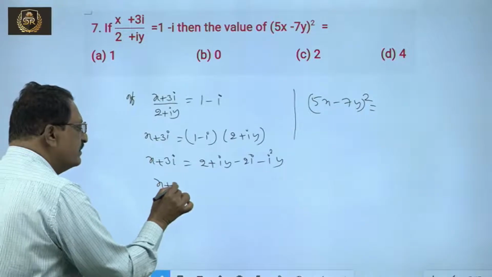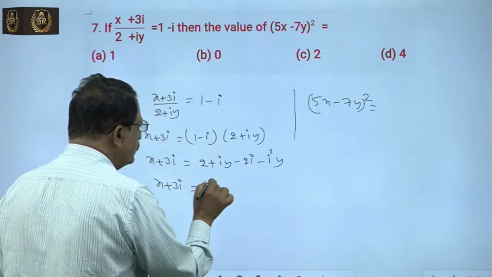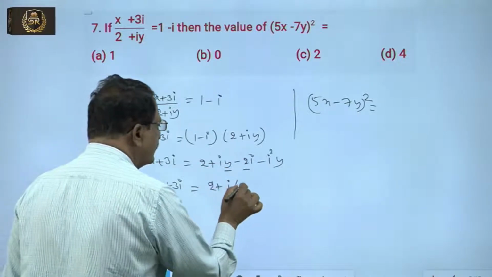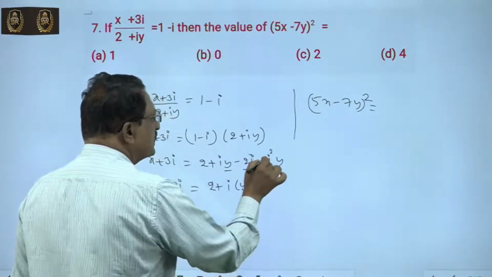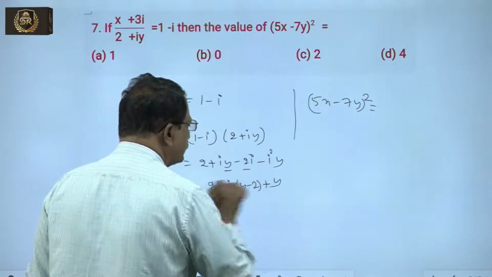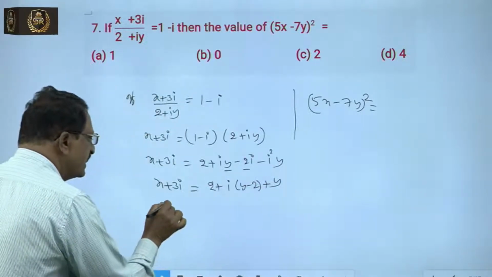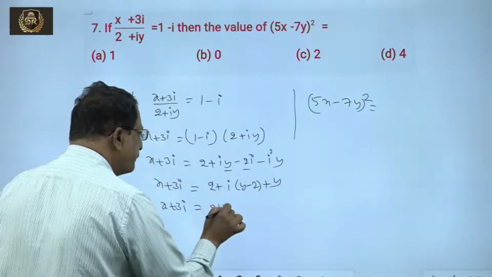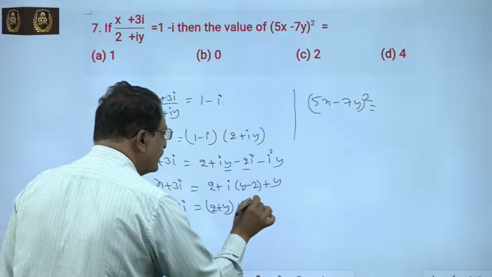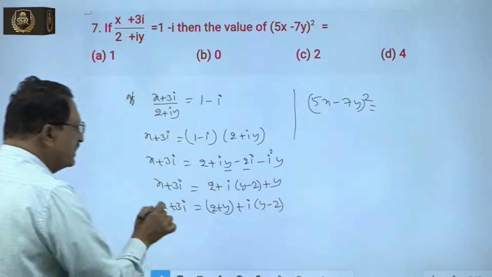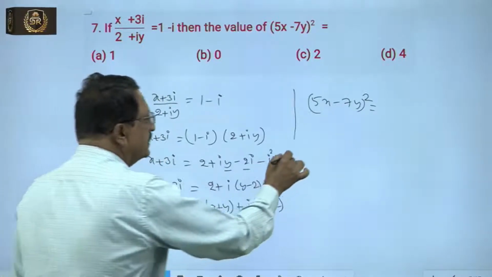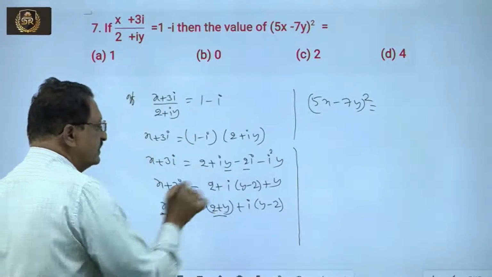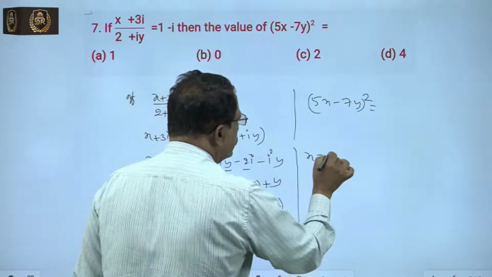Now x plus 3i equals 2 plus, in these two terms taking i common, i of (y minus 2). Since i square equals minus 1, minus of minus is plus, so x plus 3i equals 2 plus y plus i of (y minus 2). Now equating real and imaginary parts. Equate real parts: x equals 2 plus y.